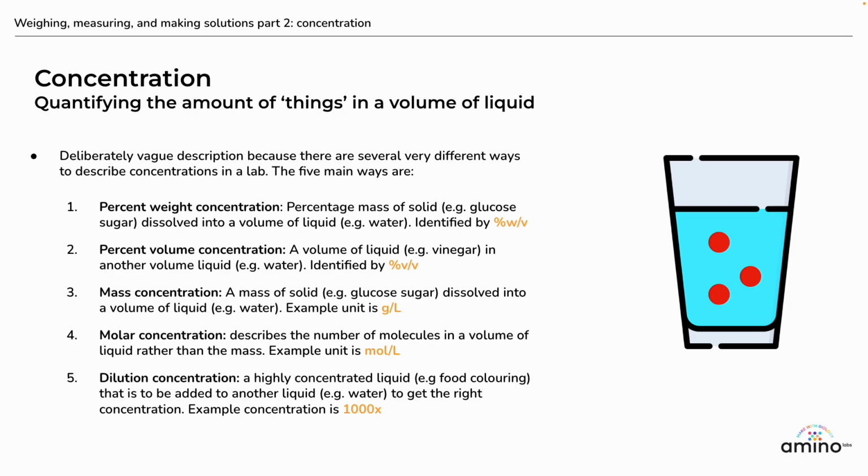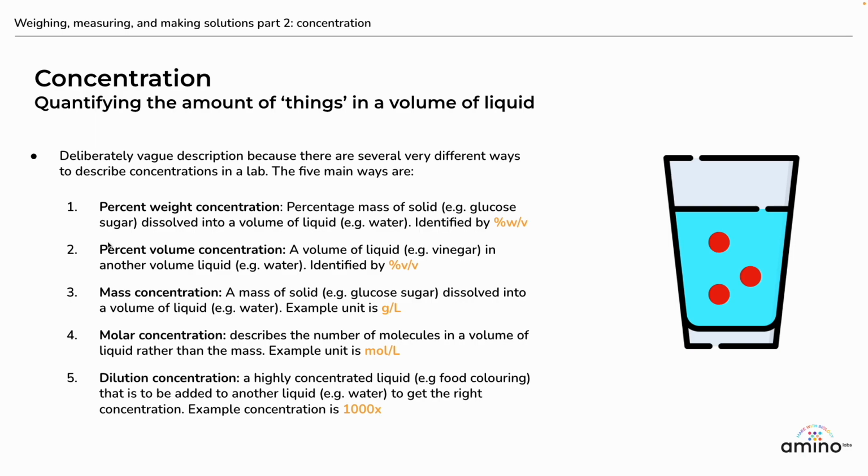A couple of these are used heavily in the lab, some of them are not, but it's important that you know them all. So the 5 main ways are percent weight concentration, where you have a percentage mass of a solid, such as a sugar, dissolved into a volume of liquid. And this is identified by the percent W/V designation. You might have seen this on a product you bought from the store.